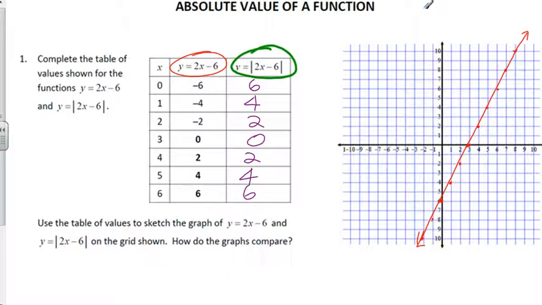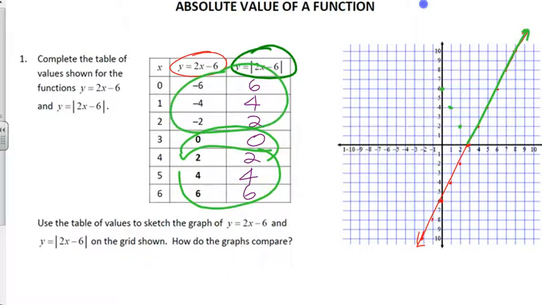So what's the difference? Well, now it's 0, 6. Instead of 1, negative 4, it's 1, 4. Instead of 2, negative 2, it's 2, 2. And this part of the graph, I'll just be going over in green, right? Nothing changed. All these values stayed the same. It's these values here that changed. Okay, so we draw that.